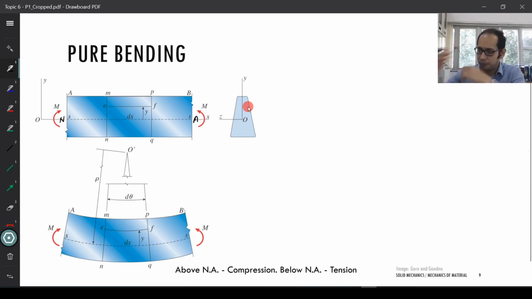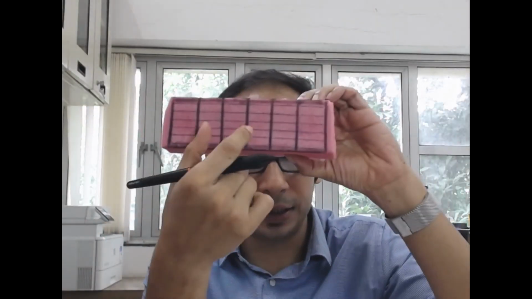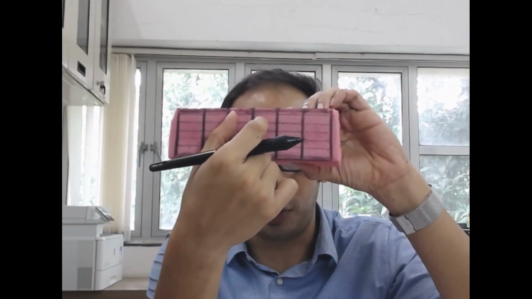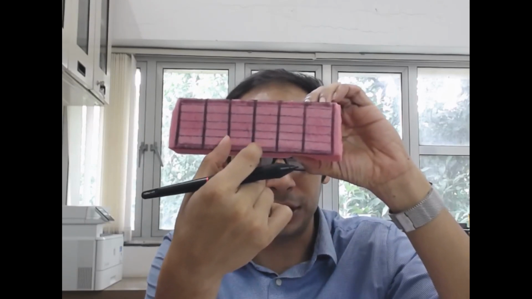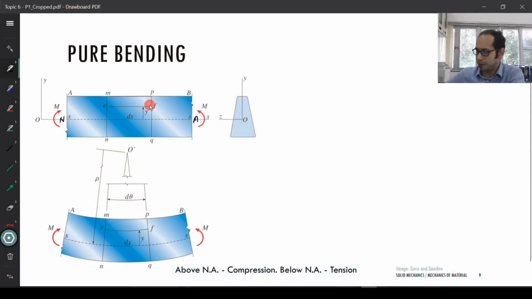Now before you have applied this moment M, this beam is straight, right? So whether you're looking at a length of dx at the neutral axis, or at the top or at the bottom, the length of each of these smaller chunks is equal to dx. But the moment you apply these bending moments, the length of the line along the neutral axis stays as dx, because remember, the neutral axis is that line which does not undergo any change of length.